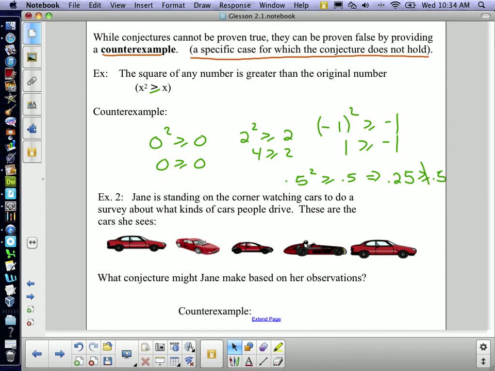Well, they're all cars. None of them are trucks, right? That might be a conjecture. Every vehicle on the street is a car, not a truck. But let's say we went with the most obvious, I think, here, which is red, because color is a theme here. All the cars are red, so let's say she makes a conjecture that all the cars in the street are red. What might be a counterexample to that?